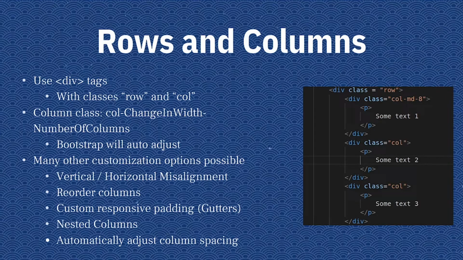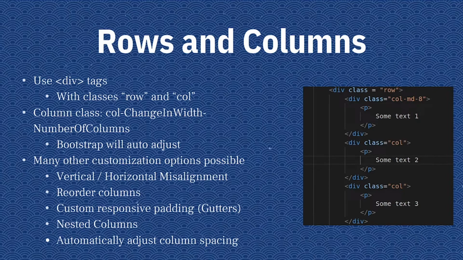The standard format for the column classes is col dash, and then the width of the column in response to the screen size dash, and then the number of column spaces that this col class takes up. If certain attributes aren't specified, then Bootstrap will automatically adjust those attributes using default values. The only real required column class is just col.